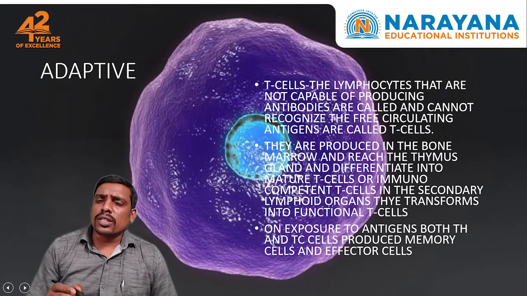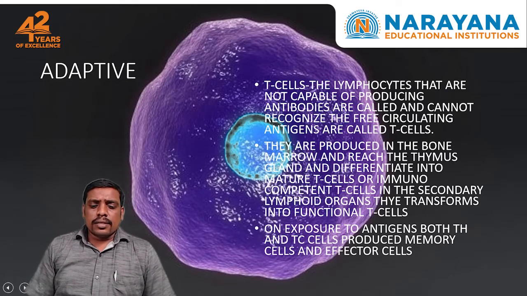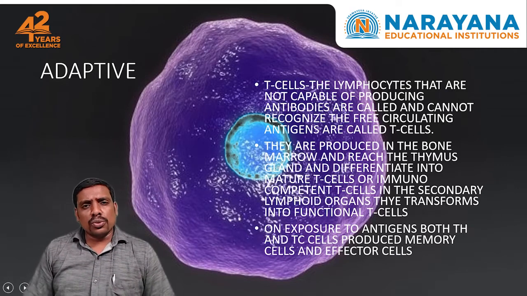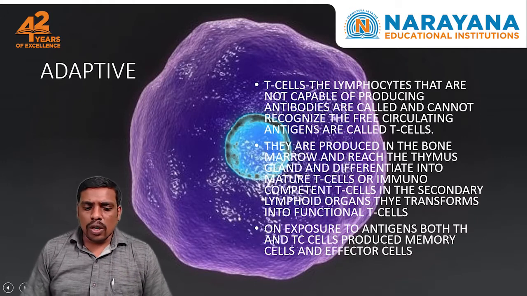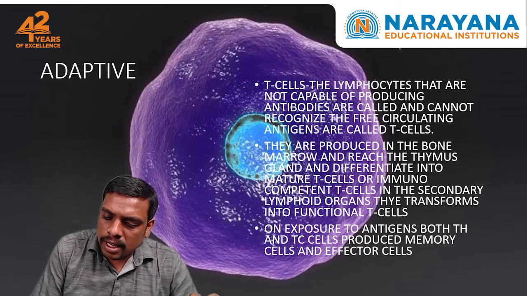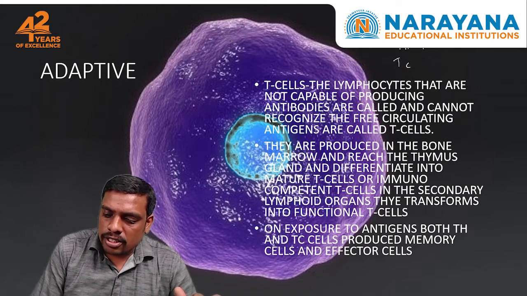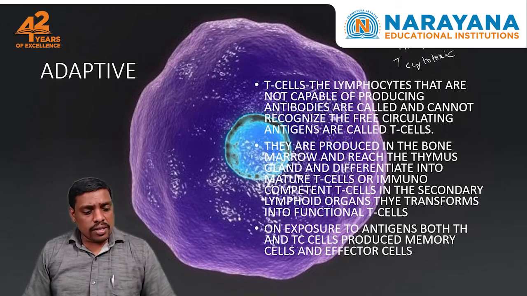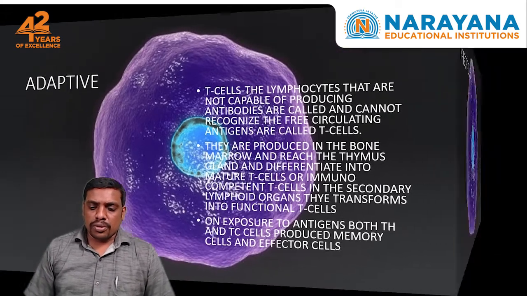Now, on exposure to antigens, the T lymphocytes or T cells produce two different types of cells. What are they? The two different types of cells are the TH cells and TC cells. TH is nothing but T helper cells. TC is nothing but cytotoxic cells. Effector cells are also going to be produced.